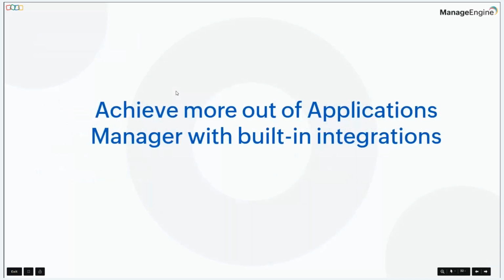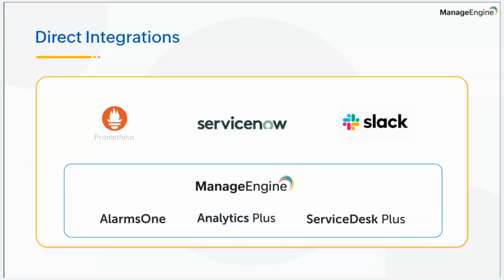So finally, we come to the last topic of today's session, how to achieve more out of Applications Manager with built-in integration. So with Applications Manager, there are two types of integrations, direct integrations and indirect integrations. With direct integrations, you can just go to our UI and add it as an integration. With indirect integration, we can use webhooks and integrate with other third-party applications. So here we have integration with Prometheus, ServiceNow, and Slack. And also we integrate with other ManageEngine products such as Alarms One, Analytics Plus, and Service Desk Plus.